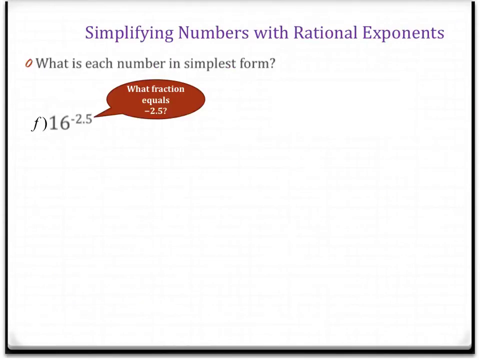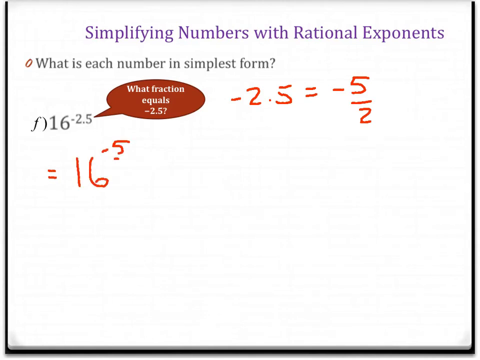So in this example, we have a decimal exponent. So we need to rewrite the decimal into a fraction. So negative 2.5 is equivalent to negative 5/2. So rewriting this as 16 to the negative 5/2 power. Now remember, you cannot have a negative exponent, so that guy flips to the bottom.